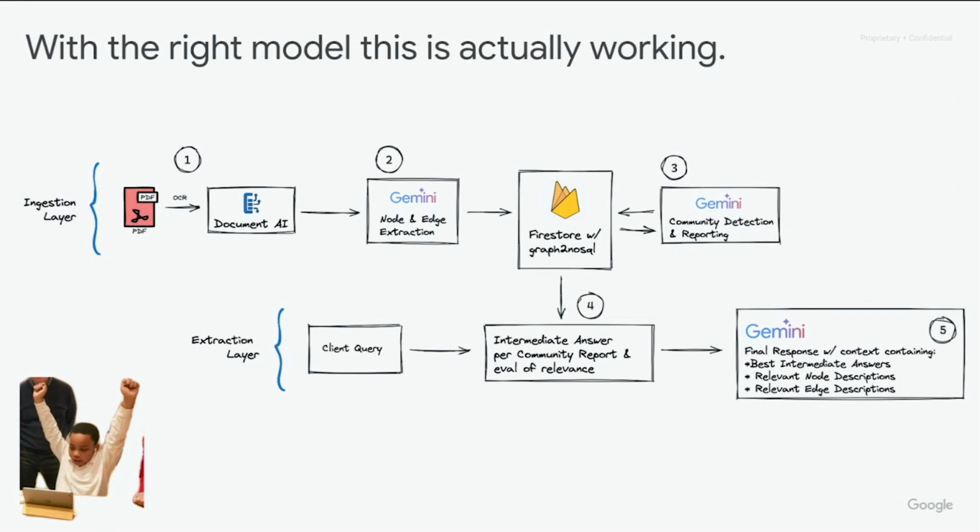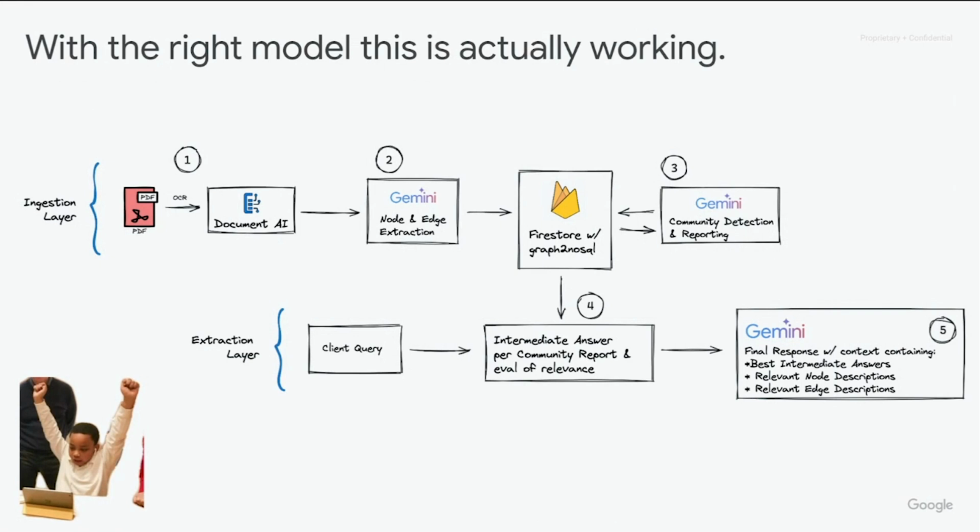Right, that's the overview again. Essentially, like every RAG system, we split into an ingestion layer and an extraction layer. The ingestion layer takes a PDF or any unstructured document and OCRs it, in my case with Document AI. Obviously, I'm building Google Cloud native, so Document AI for OCR. Then I have Gemini doing the node and edge extraction. I feed that into my Firestore, with graph in NoSQL.